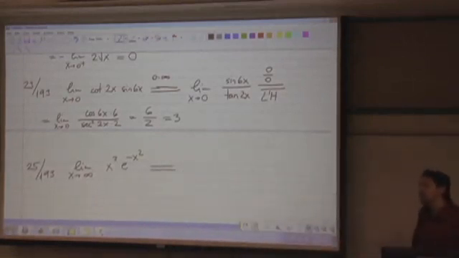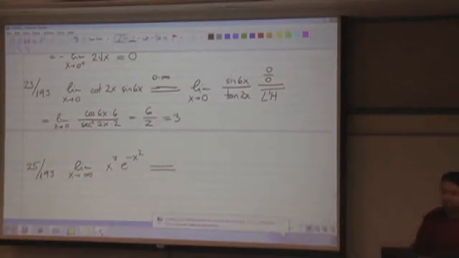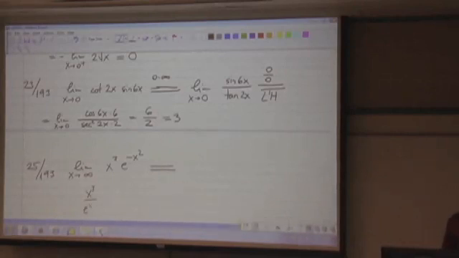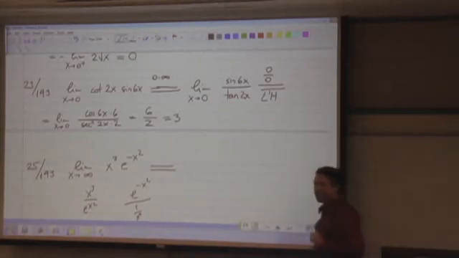So which one should we move? I would say the e to the negative x squared, since that's already in the denominator technically. The key idea is when you have exponential functions, you should move those into the denominator. Why? Because it's much simpler to take the derivative of x cubed over e to the x squared than to take the derivative of e to the minus x squared divided by 1 over x cubed. Is everybody seeing this?